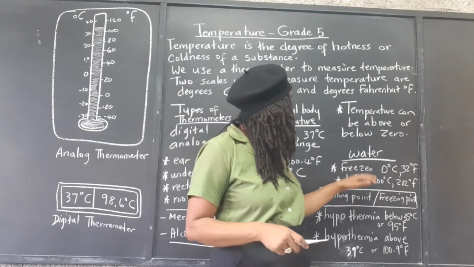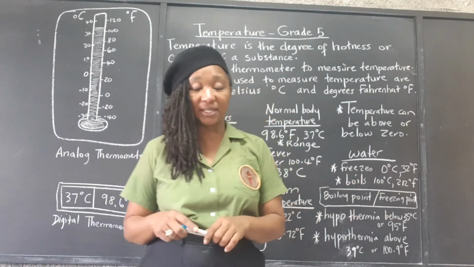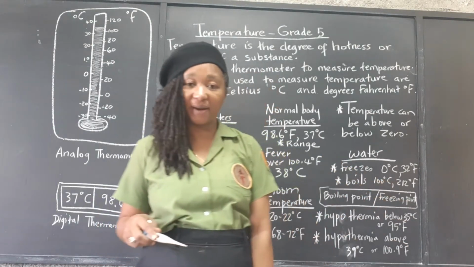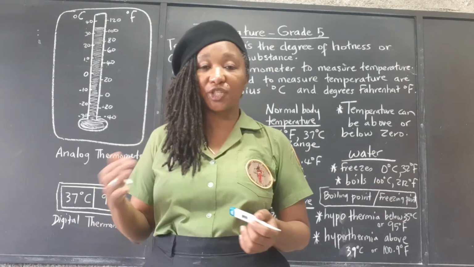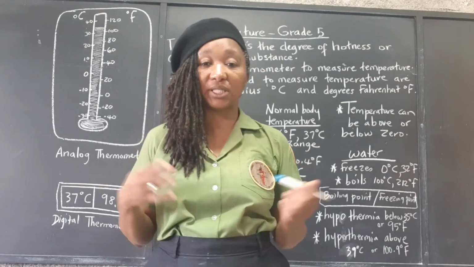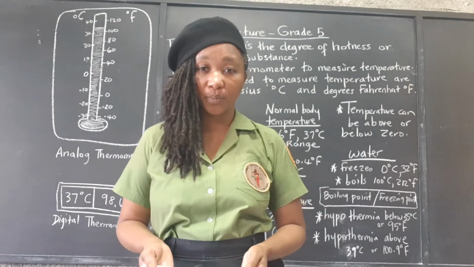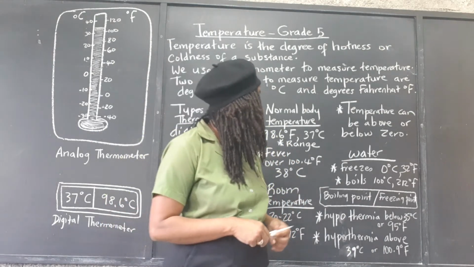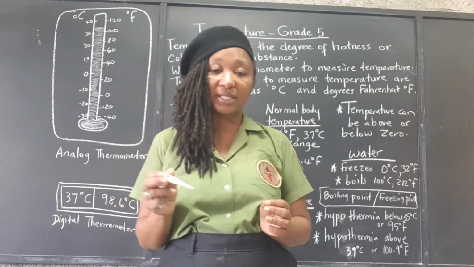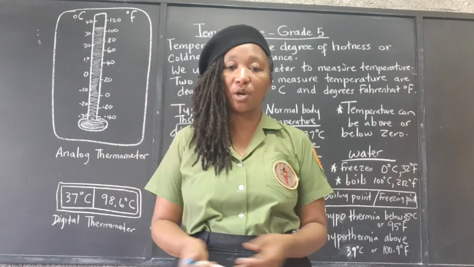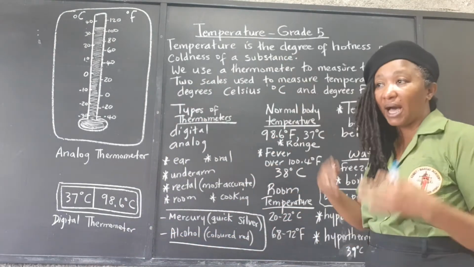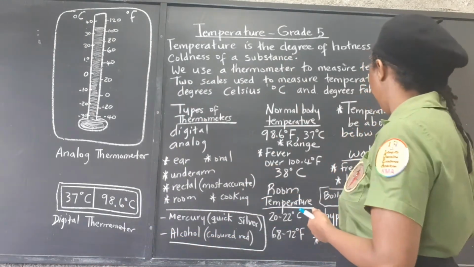Water boils at 100 degrees Celsius or 212 degrees Fahrenheit. That's when water starts changing its state from liquid to gas, to steam, to water vapor. So if you put it on the stove, once it gets to 100 degrees Celsius, it will start boiling, and then the process of becoming a vapor.